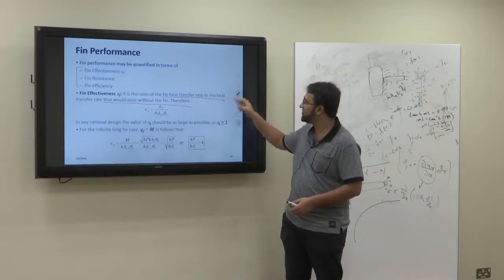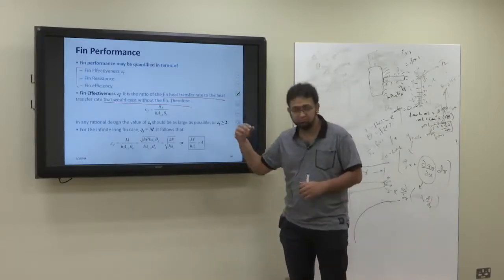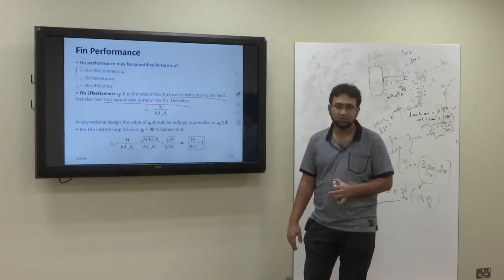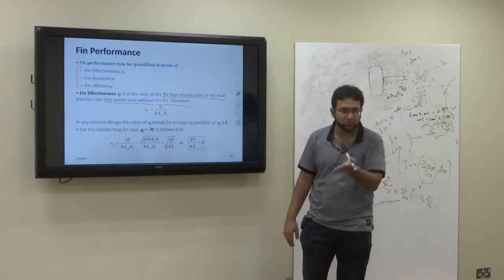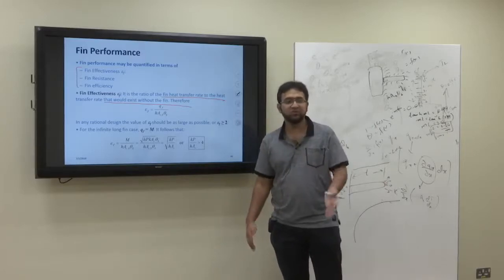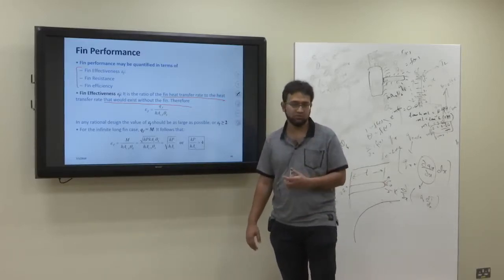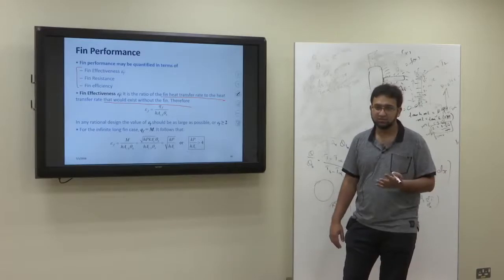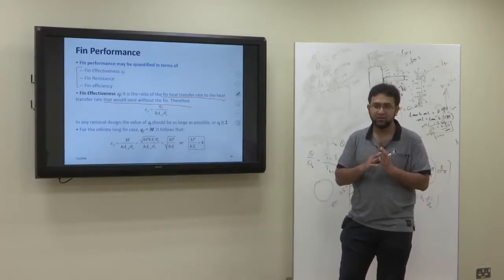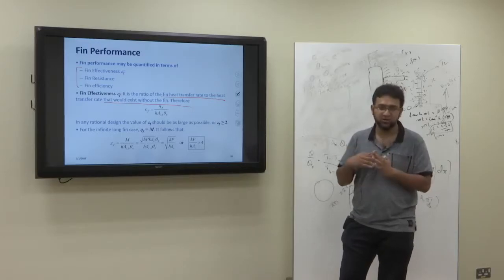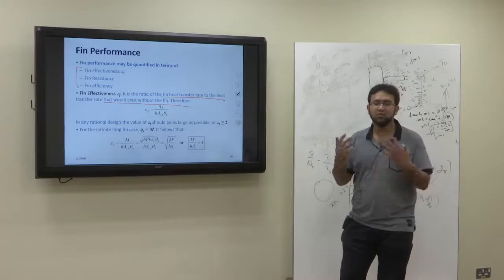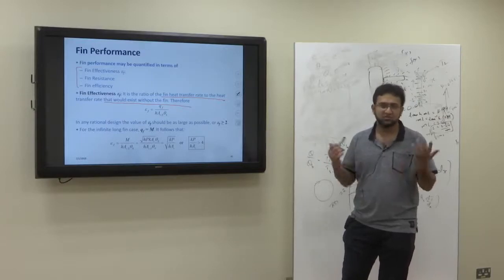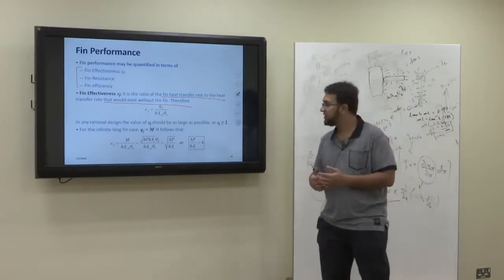So normally this fin effectiveness should be greater than 2 or much greater than 2. If it is less than 2, then it's not acceptable. You are adding a fin so that the heat transfer rate should increase, at least double, or more than double. In reality, in most of the cases, it is like 5, 6, 7, 8. Then it makes sense. You are putting a fin. Fin is an additional material. It will cost you money. So you are willing to put money only if the addition in heat transfer is significant. If the addition in heat transfer is not significant, then what's the point? Is it clear?